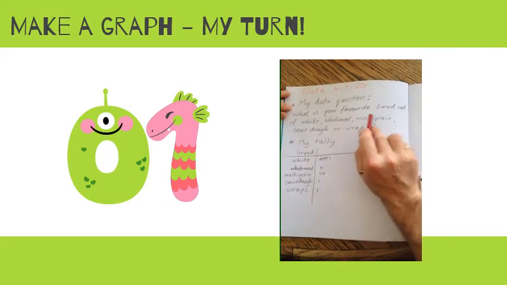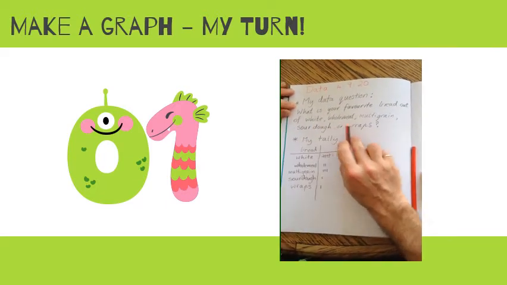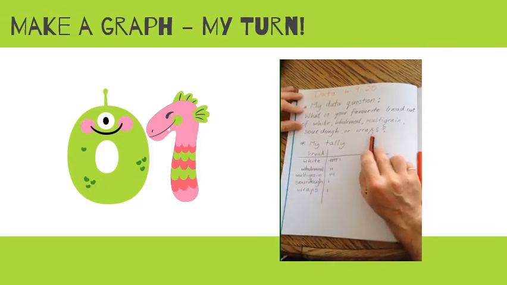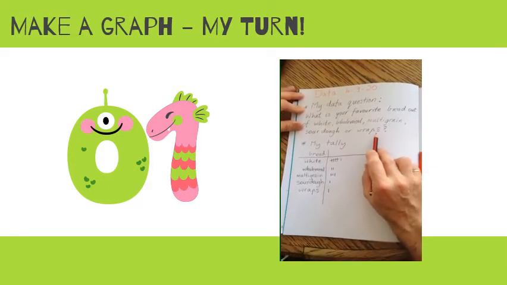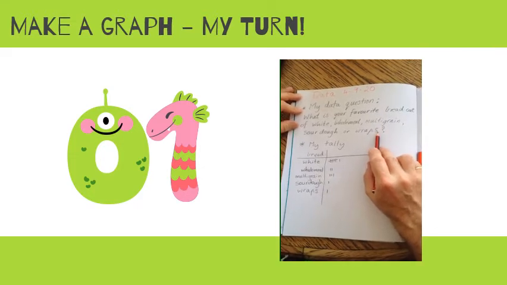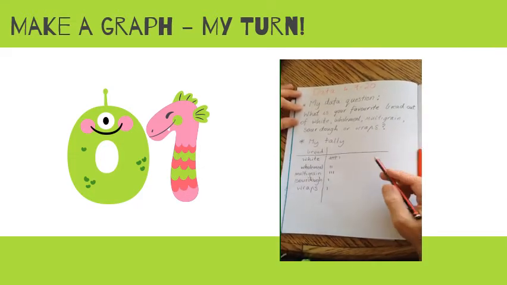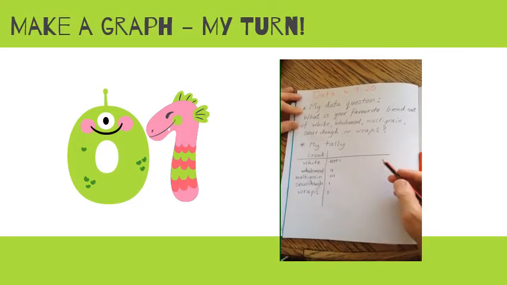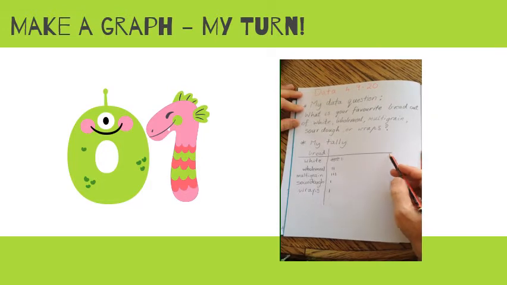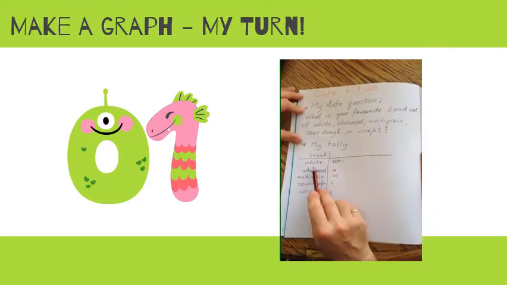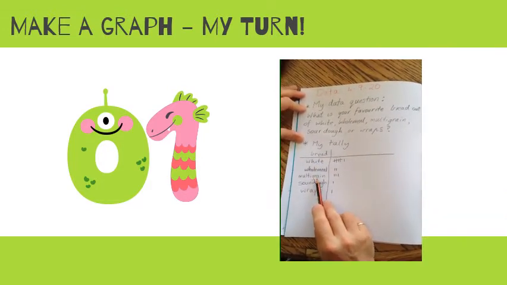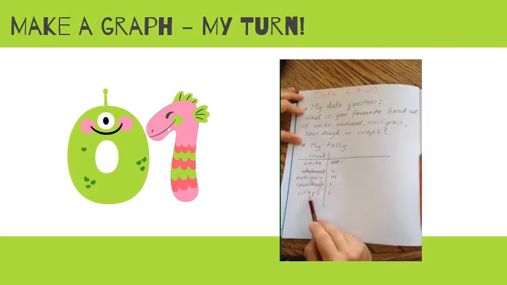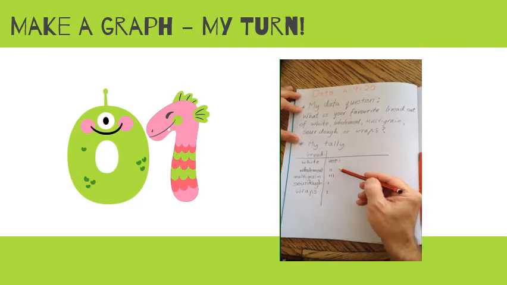What is your favourite bread out of white, wholemeal, multigrain, sourdough, that's my favourite, or wraps? That will give me lots of information and categories to ask. Then I spoke to my own family, I rang up some friends, and I also rang up my mum and my brothers. And I've got my tally. White, wholemeal, multigrain, sourdough, and wraps. These are my categories of my question. And you see I've already done my tally.